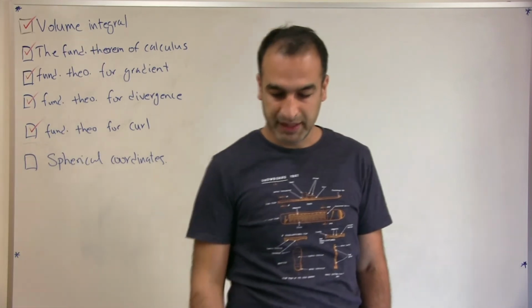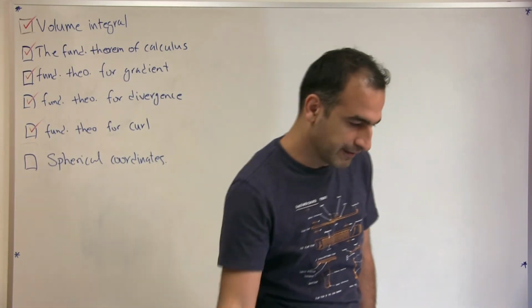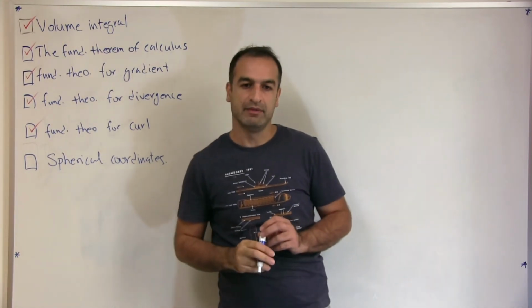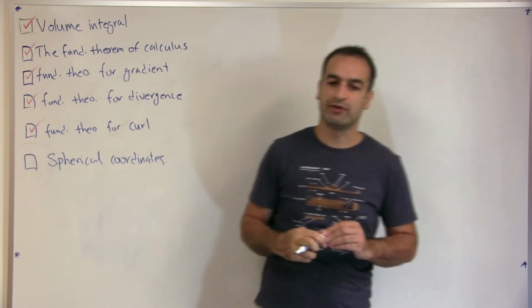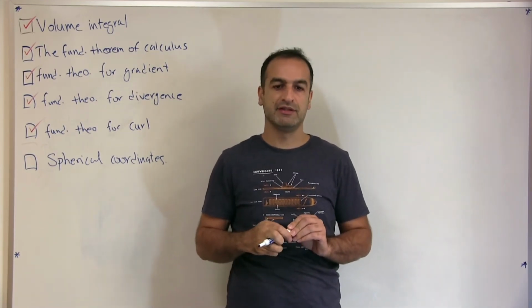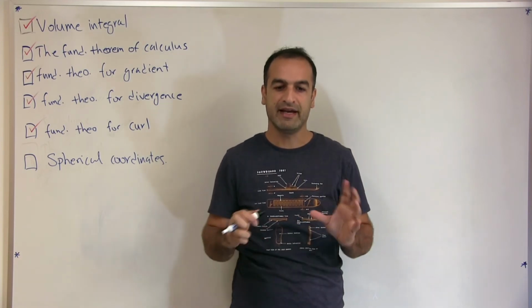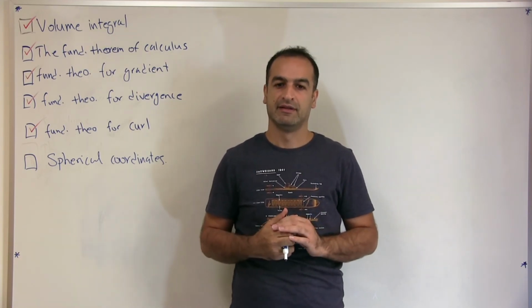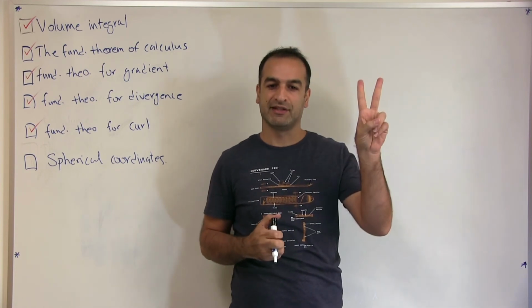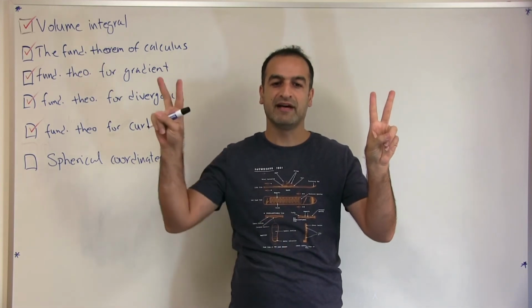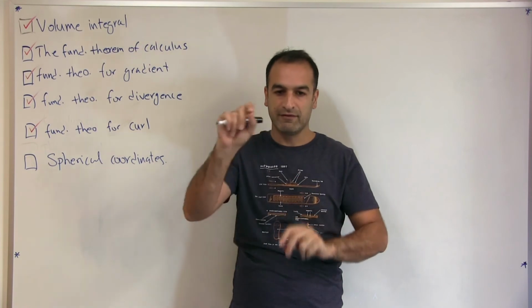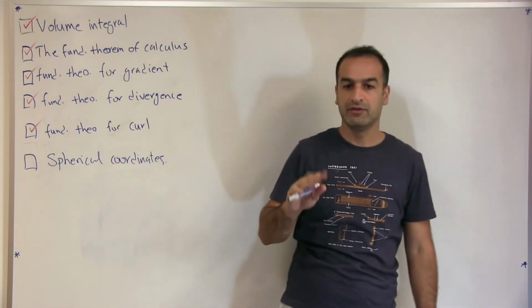So let me start by asking the basic question of how many variables you need to locate a point in three-dimensional space. Let's start with two-dimensional space. How many variables do you need? If you're in two dimensions, you need two variables. So if you want to locate any point, you need two variables.